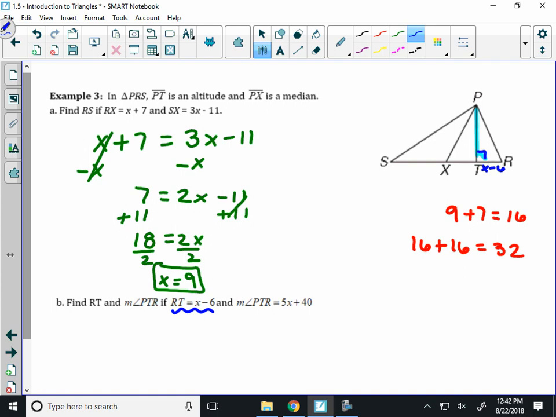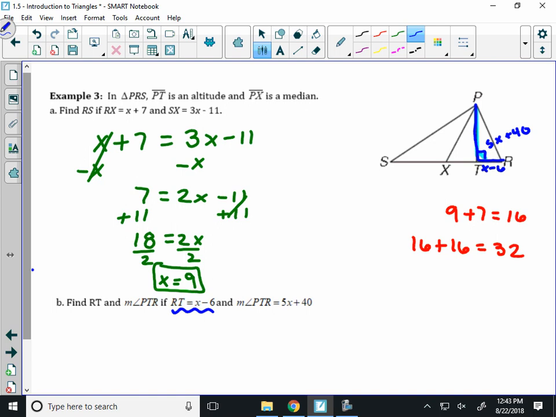Is there any other segment they gave me in B? We can't use anything in A, they're two different problems. Is there anything in B? Another segment? Anything? No. Okay, so that's not really going to get me anywhere. So I don't have anything to set it equal to. Here, it said that PTR, this angle right there, is 5x plus 40. I'm going to label it.